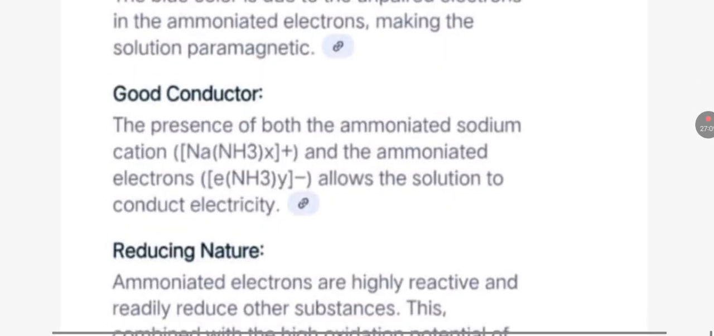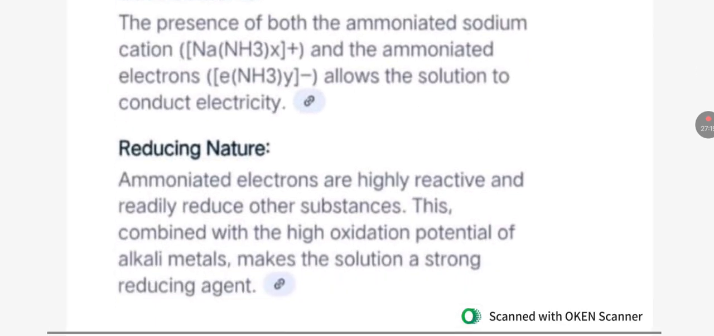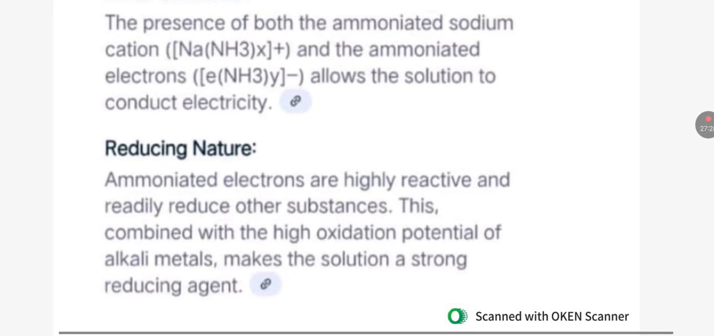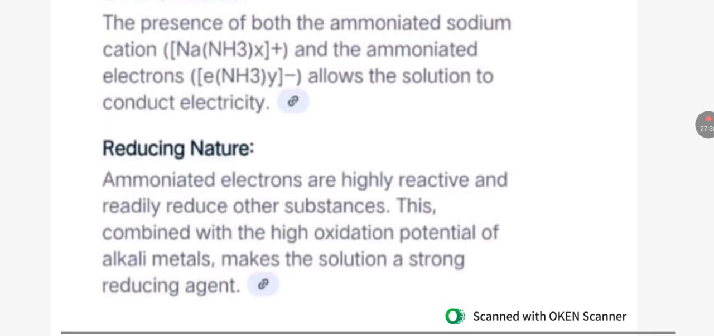The presence of both the ammoniated sodium cation and the ammoniated electron allows the solution to conduct electricity. Reducing nature: ammoniated electrons are highly reactive and readily reduce other substances. This combines with the high oxidation potential of alkali metals, making the solution a strong reducing agent.